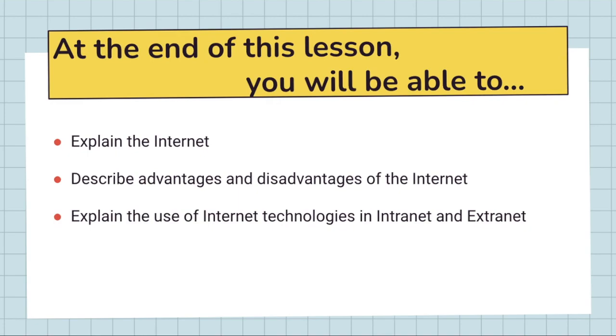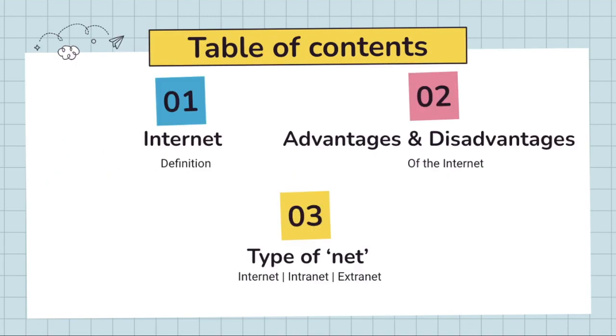Let's have a look at the table of content. The first content you will learn is the definition of internet. Second, you will learn the advantages and disadvantages of internet, and lastly you will learn the types of net, which covers internet, intranet and extranet.